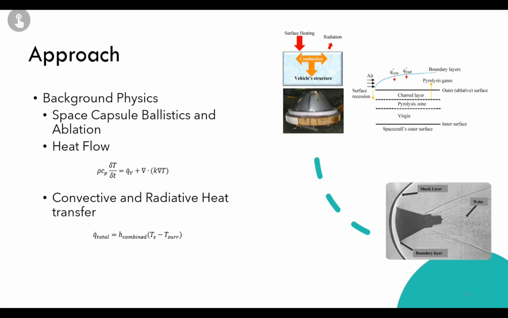Okay, so for my approach, and just to give some background, in the bottom right figure, there's a picture from the work that Allen and Eggers did in the 1960s at the NASA Ames laboratory, where they found that increasing drag reduces the heat energy incident on the surface of a ballistic vehicle because a shock wave is produced, which deflects some of the heat energy.